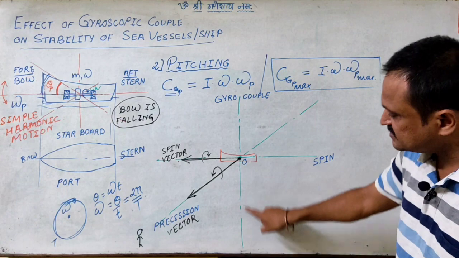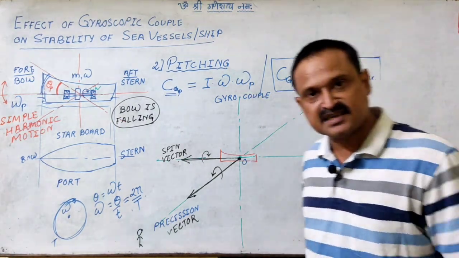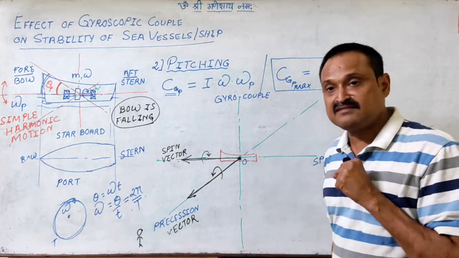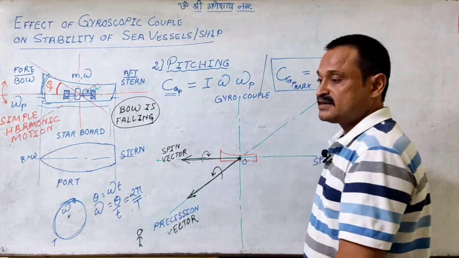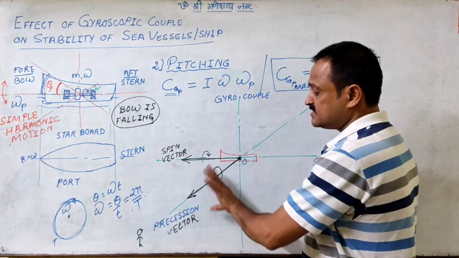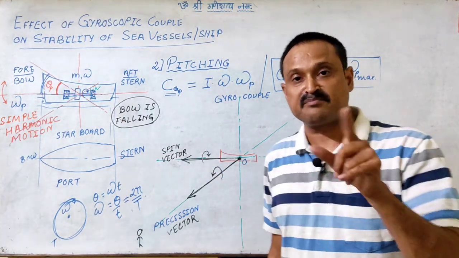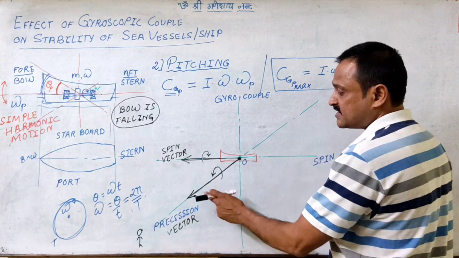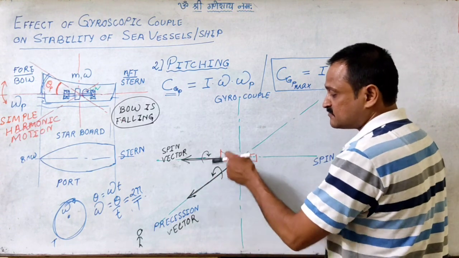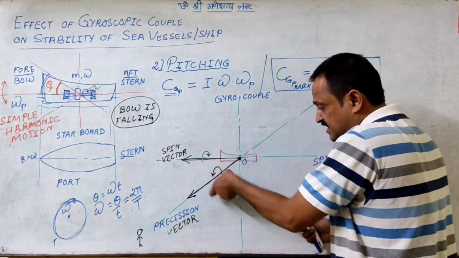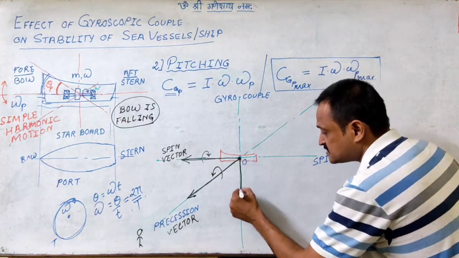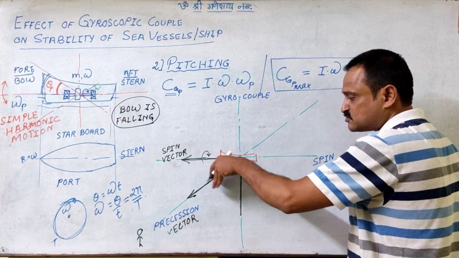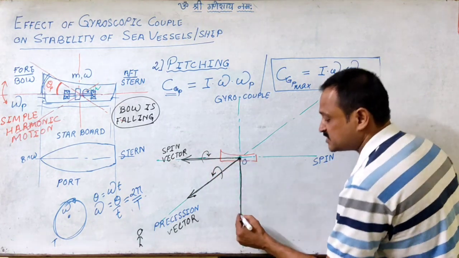Now I have to determine the couple vector. So this y-axis in this case is the couple axis. How do we get the couple vector? When we turn the spin vector in the direction of precession by 90 degrees. So when I turn the spin vector in the direction of the precession by 90 degrees, that means this. It is counterclockwise, so the spin vector has to be turned in the direction of precession.